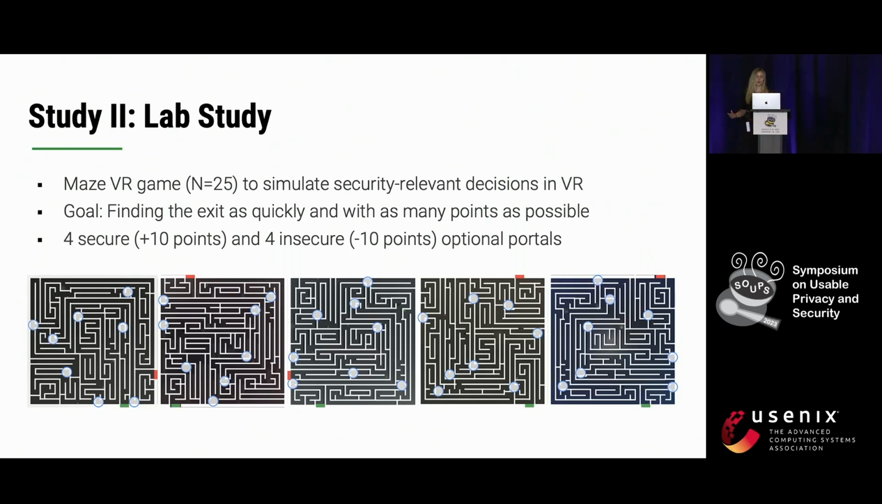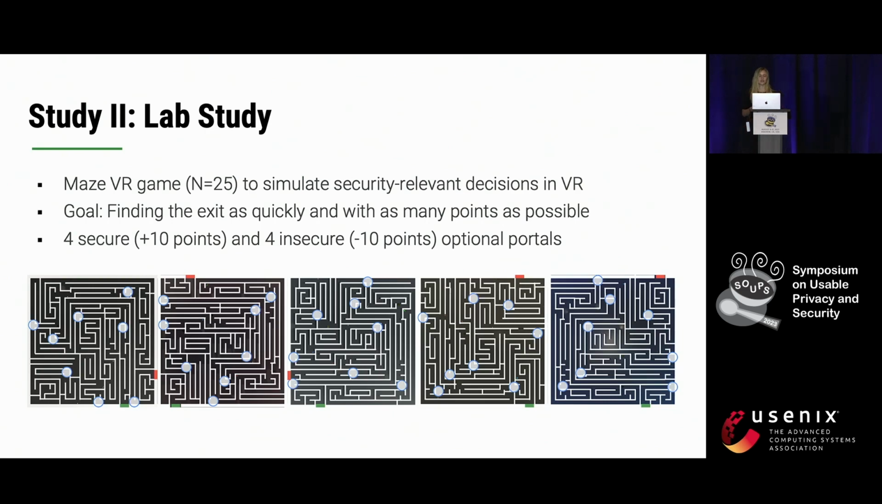So one challenge of our paper and our study was to come up with a suitable study setup to test the security indicators, as we had to simulate security-relevant decisions in VR. And at best, a security-relevant decision in VR where it is not a primary task, but a secondary task, because this is similar to how it is done in the real world.